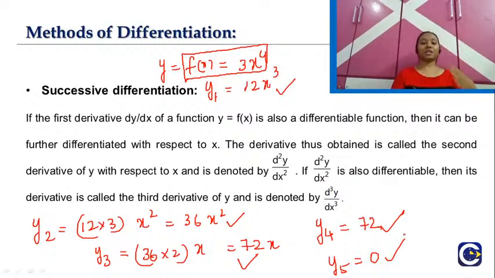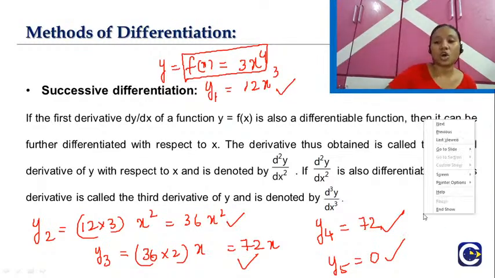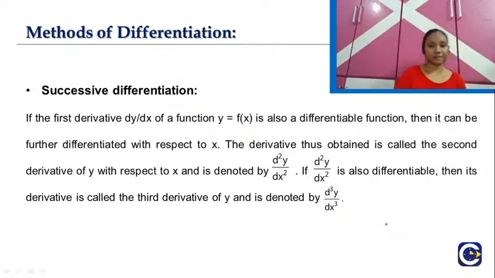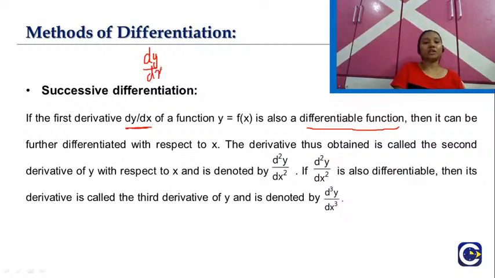So this typical way of doing this differentiation one by one is nothing but our successive differentiation of the given function. Right. So let's read out the definition here. If the first derivative dy by dx of a function is also a differentiable function, which means our dy by dx will also have a variable which we can actually differentiate further. Right. So then it can be further differentiated with respect to x. So that's what we have done here.